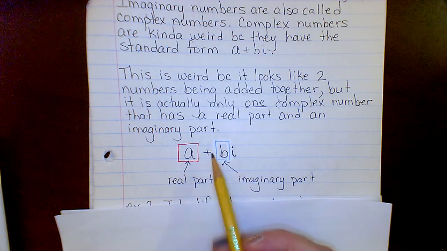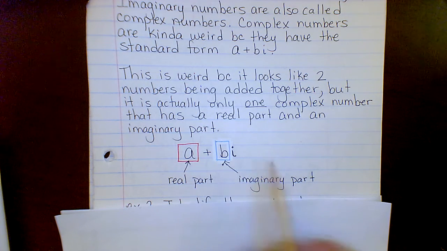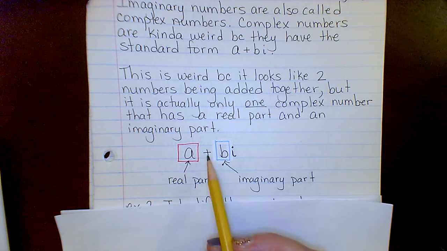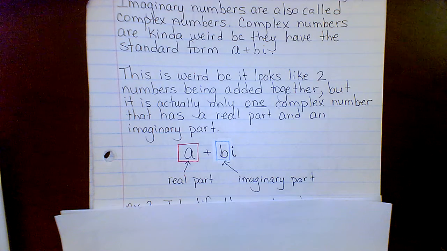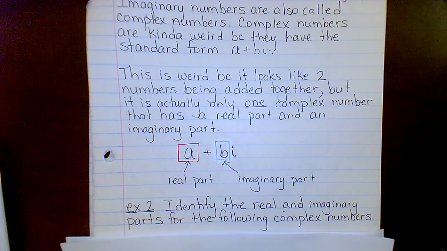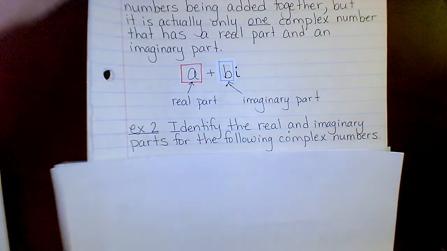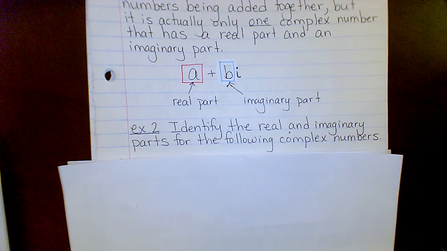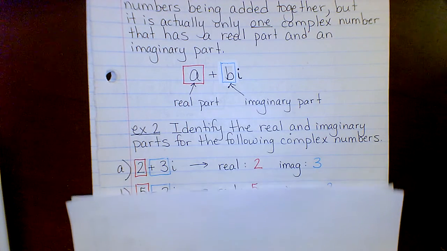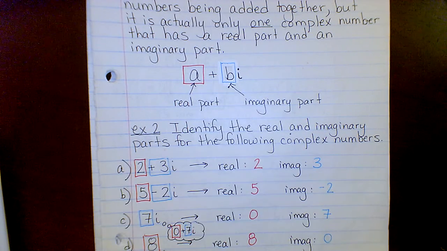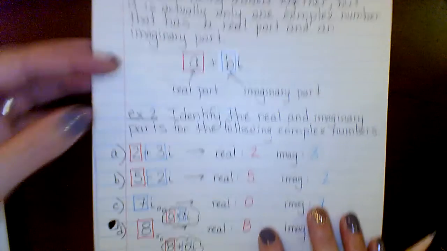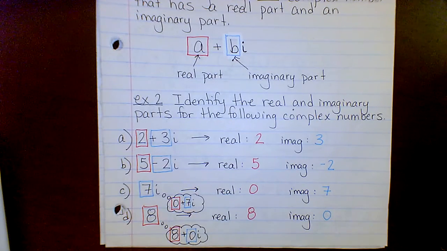Now this can be a plus or a minus. It doesn't have to be a plus. You know, if b happens to be a negative number, then we could write it as subtraction. All right, so let's identify the real and the imaginary parts for the following complex numbers. Hawkes is going to give you two little boxes for you to put those answers in. And this really is super duper simple, okay, if you know where to look.